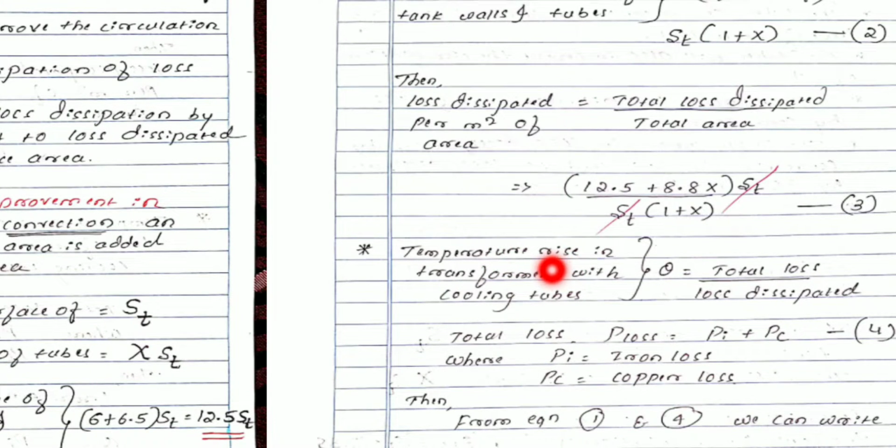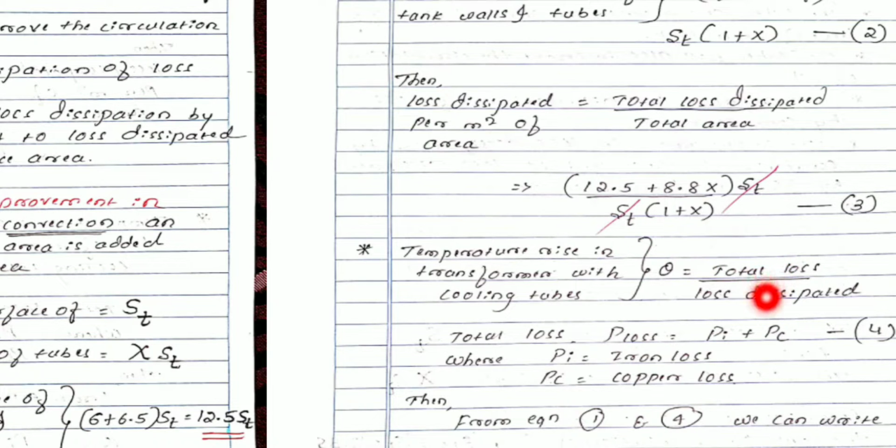So next, obviously we have to calculate the temperature rise in the transformer provided with the cooling tubes. The temperature rise in a transformer is represented by theta. This will be equal to what? Total loss divided by loss dissipated. We already calculated this loss dissipated.